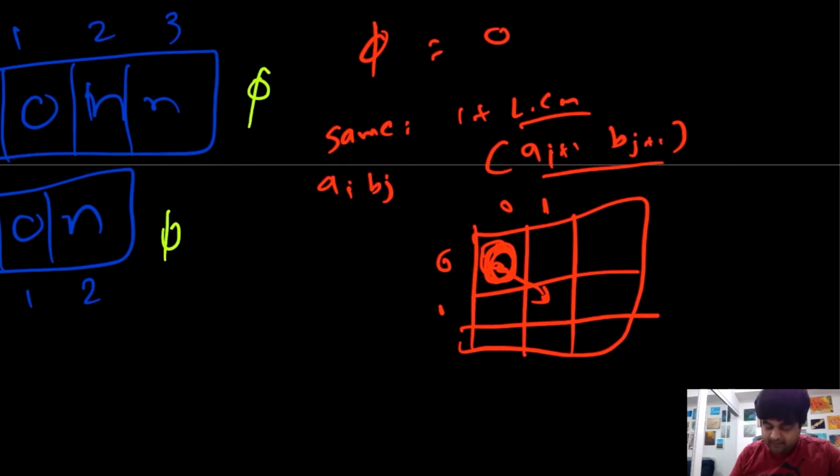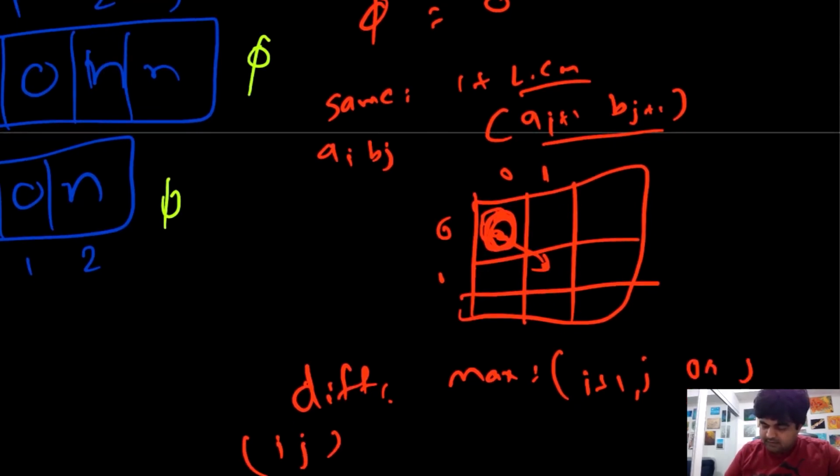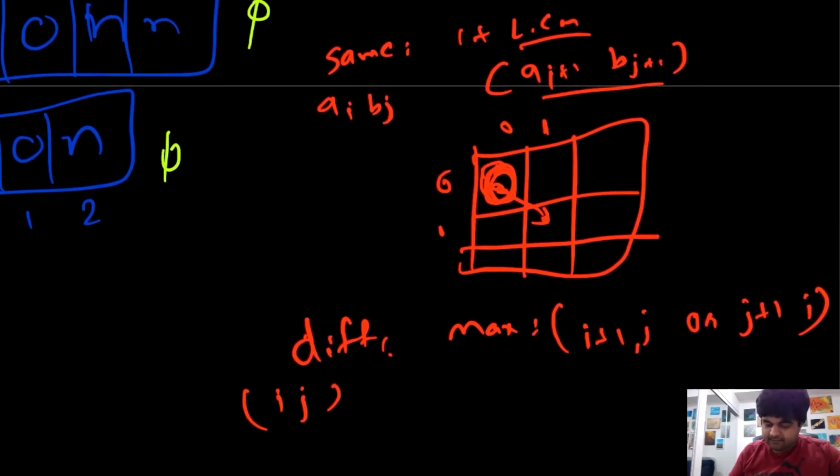And the second and the last option is that the values are different. If the values are different, we know that we need to find the maximum value between i plus 1 and j, or j plus 1 and i. So amongst these two, where i and j are respective to A and B, just keep that in mind.